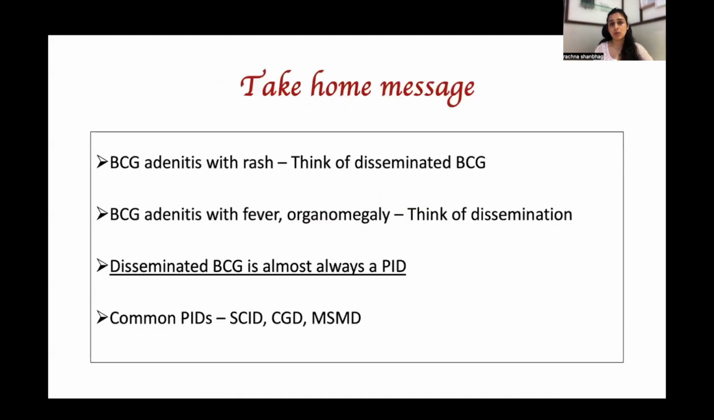So what is the take-home message? BCG adenitis with rash, one must think of disseminated BCG. If there is a BCG adenitis with fever and organomegaly, think of dissemination. And like I said, disseminated BCG is almost always a PID unless proven otherwise. And the most common PIDs that present in this way are SCID, CGD, and MSMD.